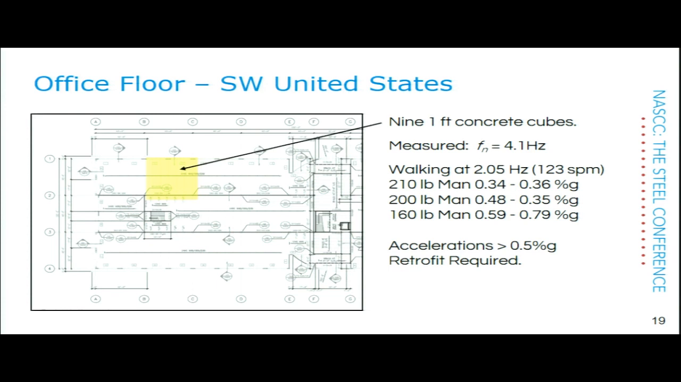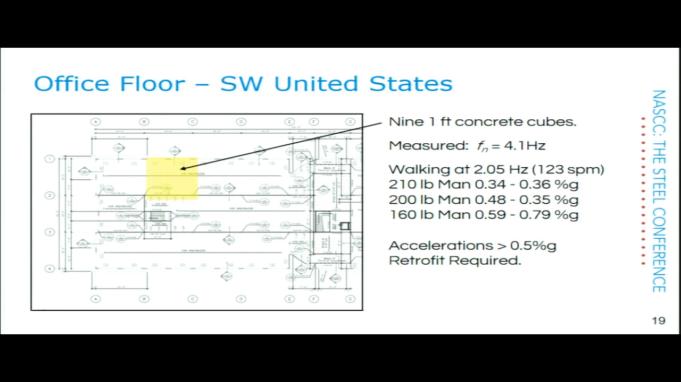The cubes were there. Like I said, they didn't tell me they were there, and I just happened to notice them. The measured frequency was 4.1 hertz, somewhere between the bay frequency and the joist frequency. And we did walking, as I said, this time at 2.05 hertz, which is 1/2 of the 4.1 hertz, or 123 steps per minute, which is in the range of normal walking.